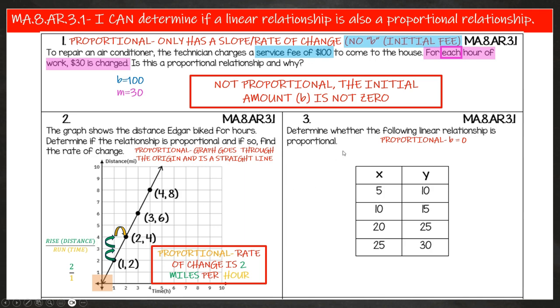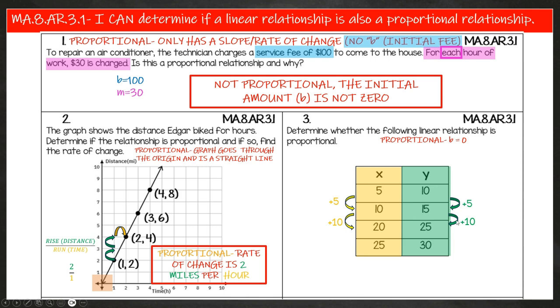Okay, determine whether the following linear relationship is proportional. So now we're trying to determine proportionality from a table. So what I'm going to look at is, is B 0? Well, I'm not provided the B in my table, so what I'm going to have to do is work backwards. So first, let's see how my X values are changing. From 5 to 10, I added 5. From 10 to 20, I added 10. But what happened with my Y values? 10 to 15, I added 5. 15 to 25, I added 10.